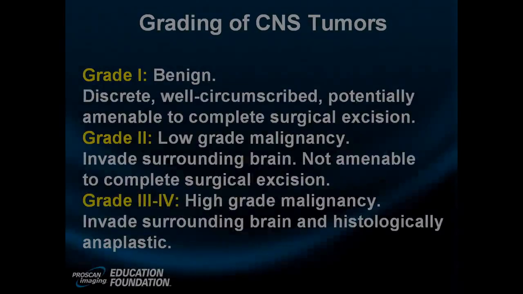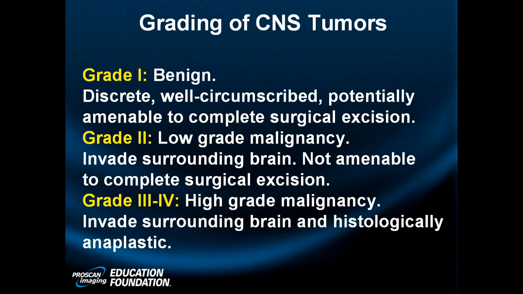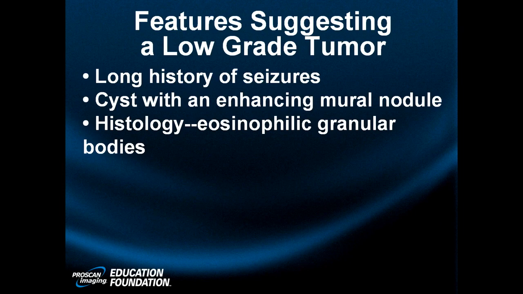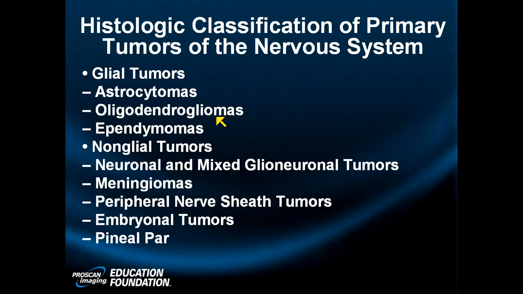Let's skip over this slide. And this slide, grading of CNS tumors, which I think is probably within your brain at this moment in time with your training. But let's drill down into features that suggest something is low grade. Long history of seizures. This patient's had a long clinical history. Cyst with an enhancing mural nodule. Two classic ones, pilocytic astrocytoma. What's the other one? Hemangioblastoma. But many hemangioblastomas are small, cherry red nodules. On histologic exam, if you see eosinophilic granular bodies, that's a sign of a low-grade tumor.